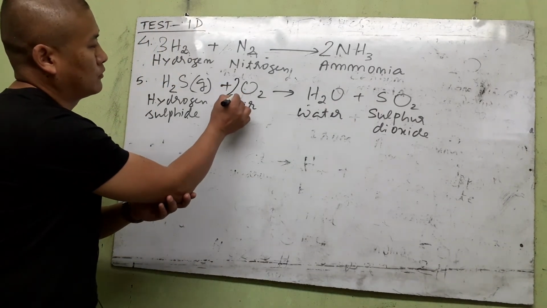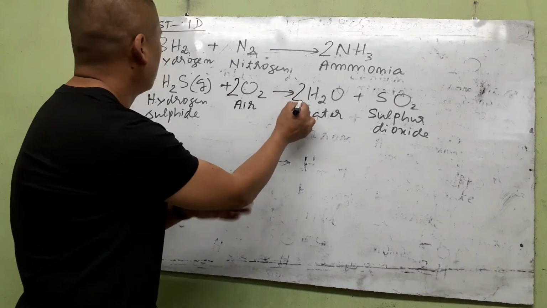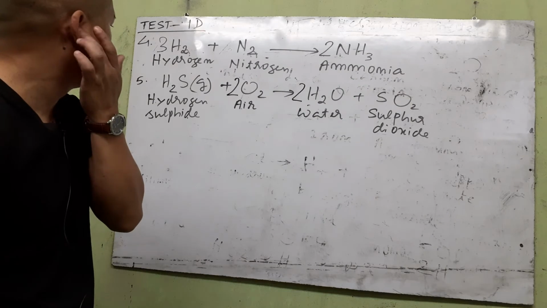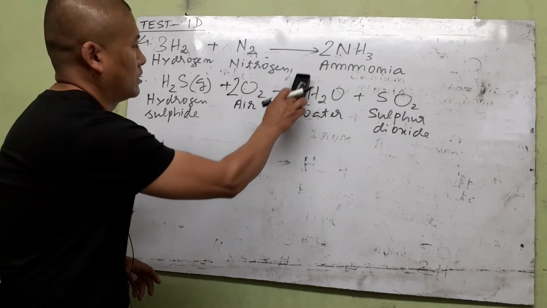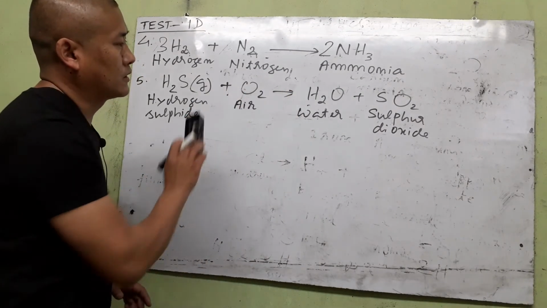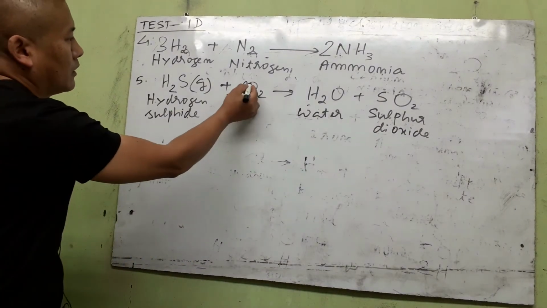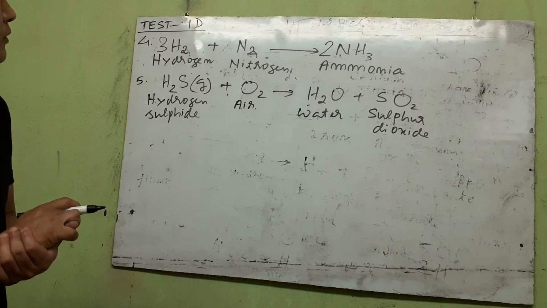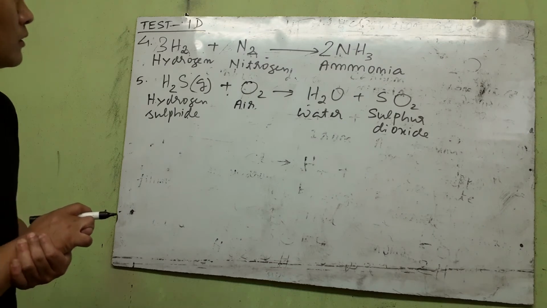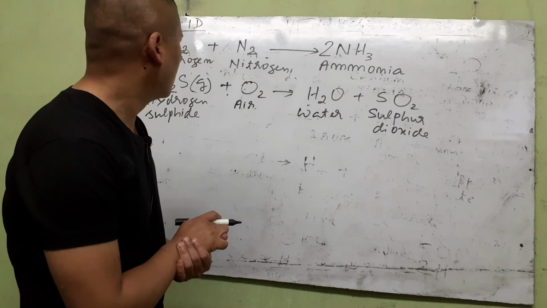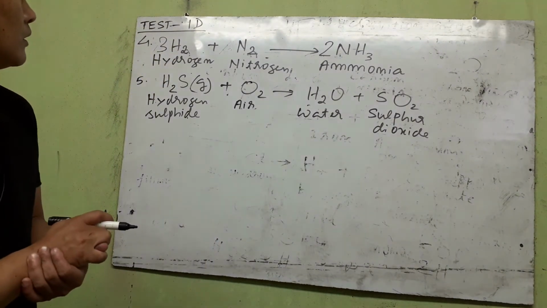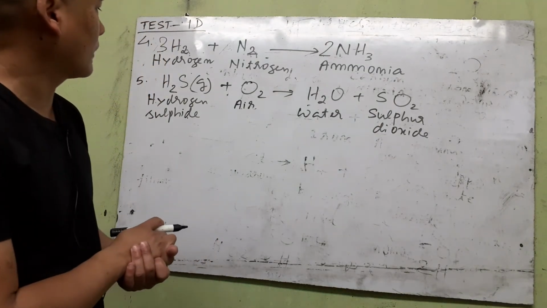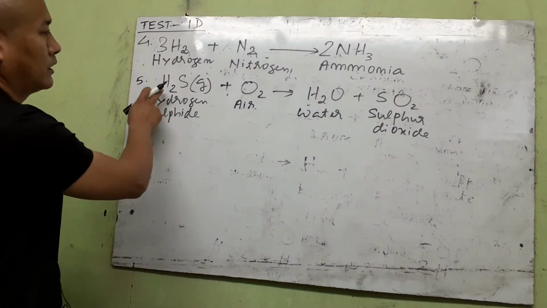Let me try. 2 2s are 4. I think we need to be a little bit more careful here. Wait, just one minute. Let's try and see which one is easier to balance first. If you put 2 here, then 2 O's, 4 O's, and 2 2s are 4. H2, so 2 and 4. So let us see. Okay, so let us balance this here.